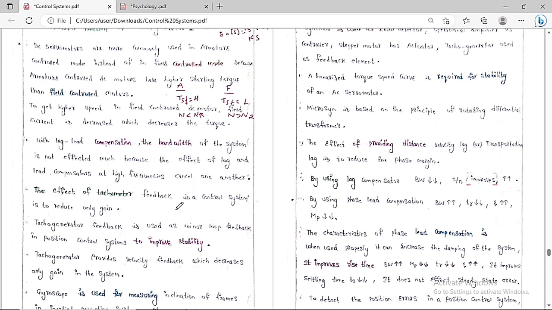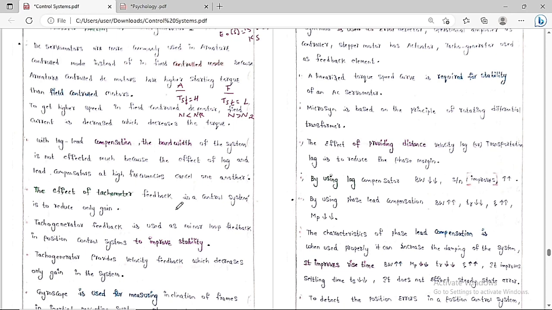So finally I can say that whenever you are going to use a tachometer feedback, it means it's a negative feedback. With the help of negative feedback, the gain of the system is going to get reduced. Therefore, we can say the effect of tachometer feedback in the control system is to reduce only the gain.